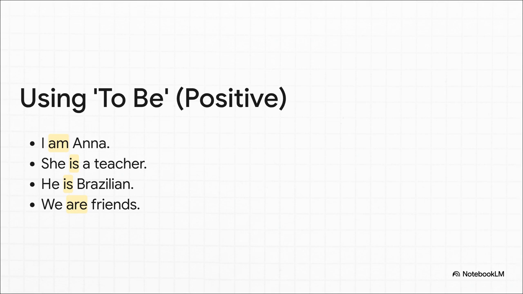So how does this work in a real sentence? Well, it's super easy. For I, you always use am. I am Anna. For he or she, you use is. She is a teacher, or he is Brazilian. And for we or they or you, we use are. We are friends. See? Just simple statements of fact.